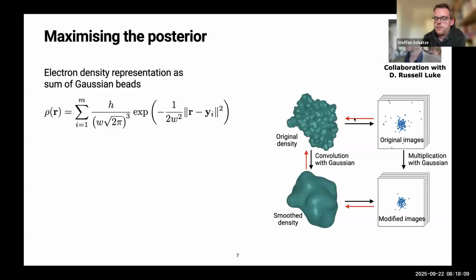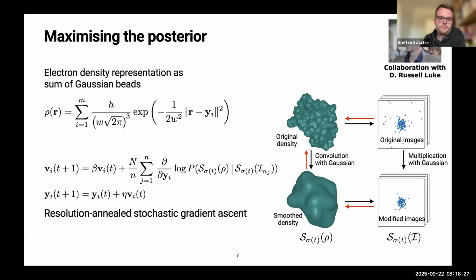Because the images live in Fourier space, if we look at a smoothed version of the electron density, then the images that correspond to that are actually related to the original ones by multiplication with a Gaussian, or rather like deleting some of the photons. And this we use by doing basically a standard stochastic gradient ascent approach. But in each step, we consider not the original images, but a smoothed version of them, and compute the posterior of a smooth electron density relative to the smoothed images.